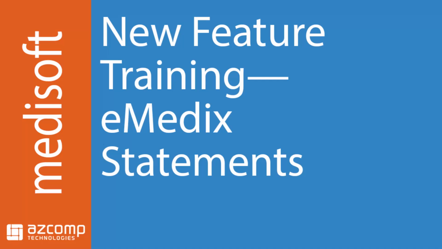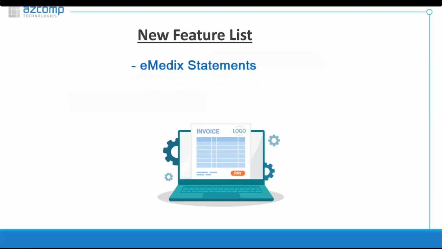Our next new feature, eMedix statements. So currently in the clearinghouse, you have different services like obviously sending out electronic claims. You can also receive ERA files, those 835 files, and even check eligibility. Now they've added eMedix statements.